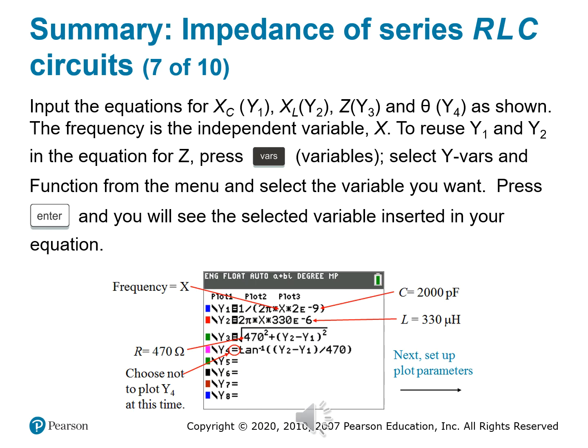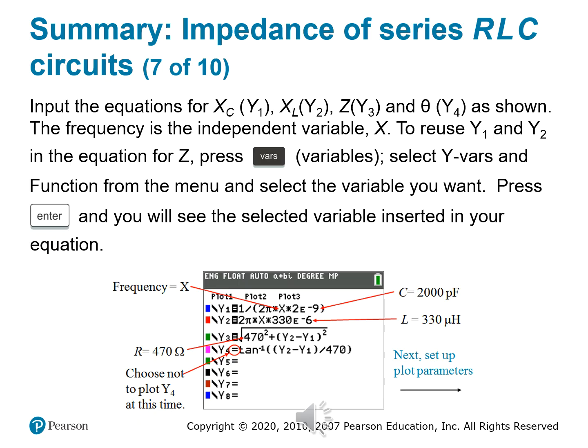And let's say you're entering Y sub 3, our impedance formula, where you're basically squaring the difference between Y2 and Y1. So that's X sub L minus X sub C. And then adding R squared, which in this case is 470 ohms squared. And then you take the square root. But don't worry, if Y4 isn't plotted just yet, you can come back to that one later when we focus specifically on phase shift.